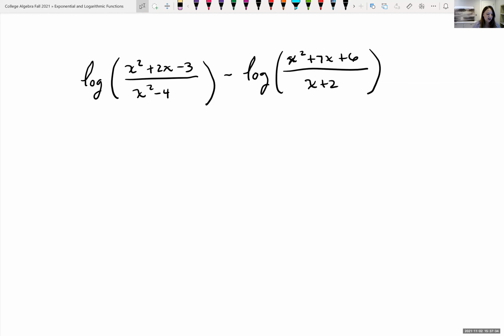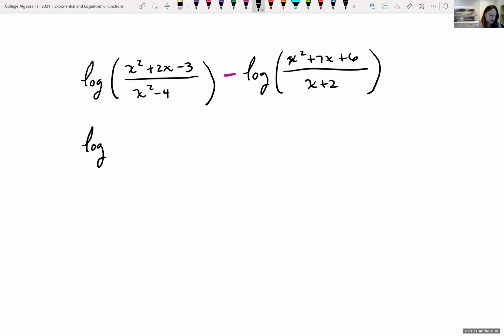So we have log of x squared plus 2x minus 3 all over x squared minus 4, minus log of x squared plus 7x plus 6 all over x plus 2. And it wants us to rewrite this as a single log. I noticed that this minus in between is going to tell us to use division. But I also noticed that we have polynomials in here that could be factored.